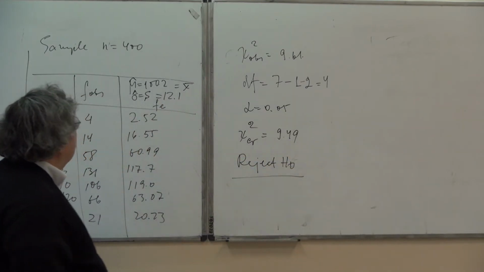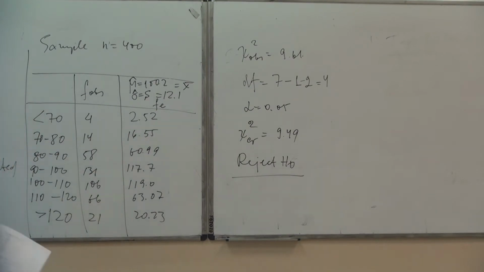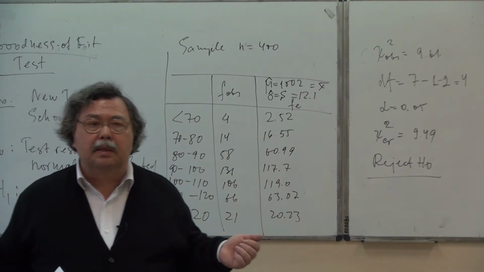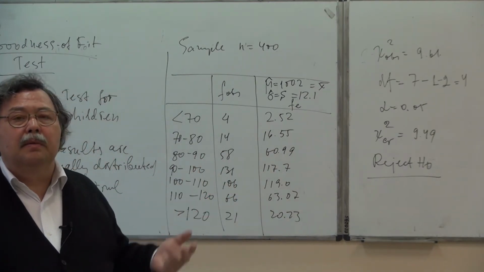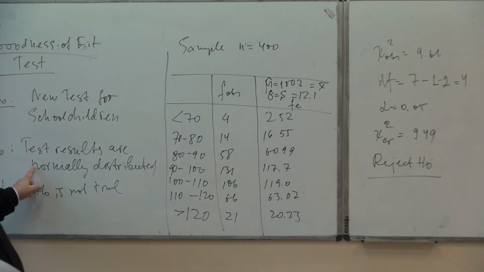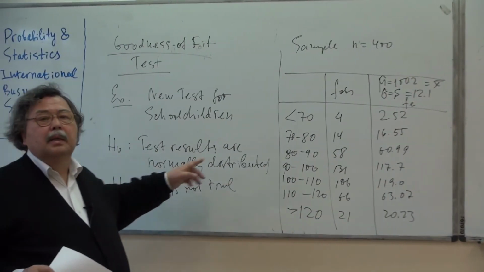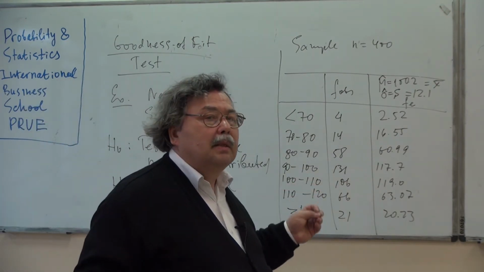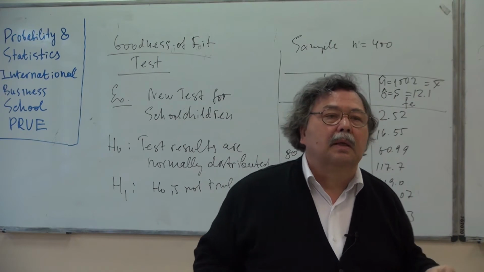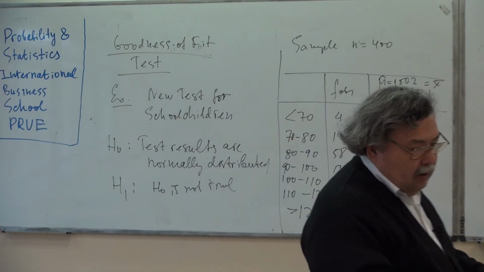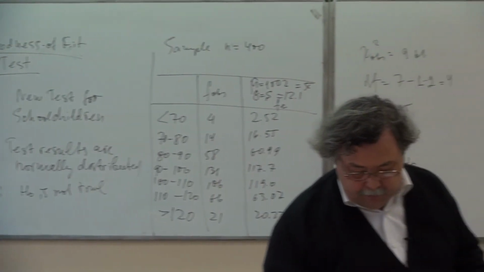Well, again, returning to the physical problem here, what we conclude is this, that this sample gives us statistical reasons to reject the null hypothesis. And the null hypothesis was that the grade of a school child received on this test is normally distributed. Now, from this test, it follows that it's not.